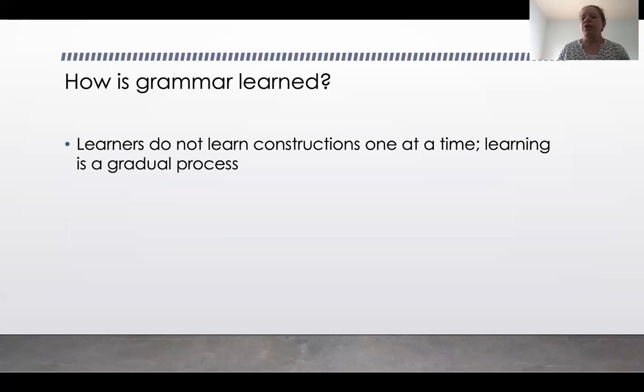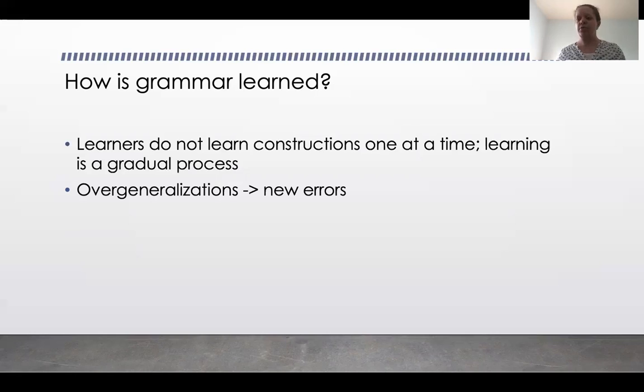Grammar is not learned one construction at a time. We do not completely learn one idea and then completely learn another. Learning is a gradual process that takes place over time, and it overlaps with different concepts as we teach grammar. Because of that, often overgeneralizations will lead to new errors. This means that as we teach students more grammar, they will make errors. For example, when we first introduce present perfect to students, many students will overgeneralize and use this tense when they should be using past simple.